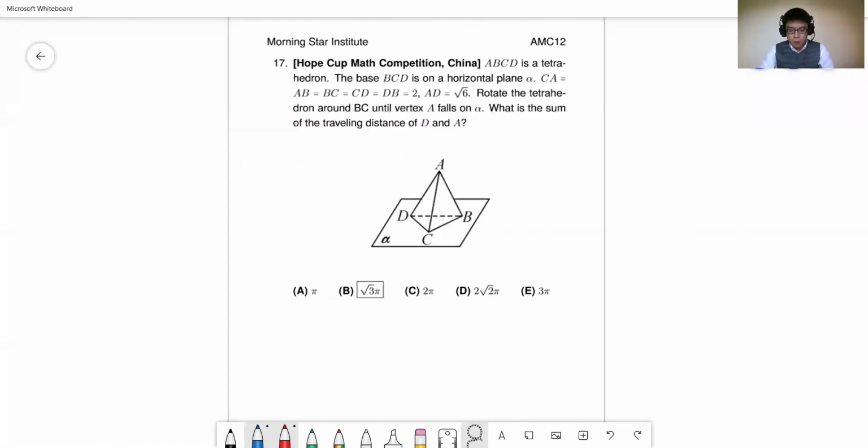Question 17, we have this tetrahedron, and CA, AB, BC, CD, DB equal 2 and AD equals root 6. It's 2 everywhere except AD. And we rotate this around BC. We need to find the sum of the traveling distance of D and A. Okay, this is very symmetric. Let's pick the midpoint of BC.